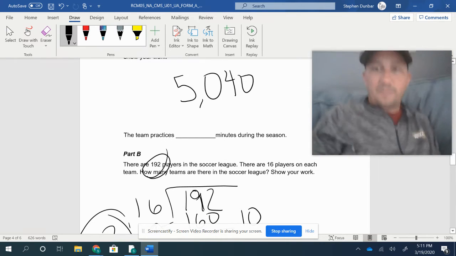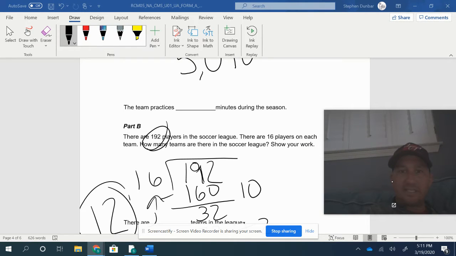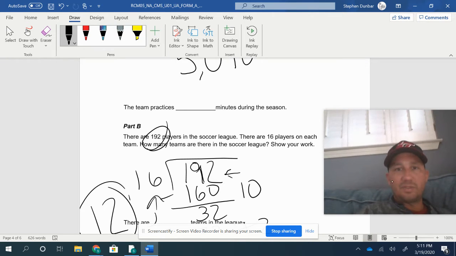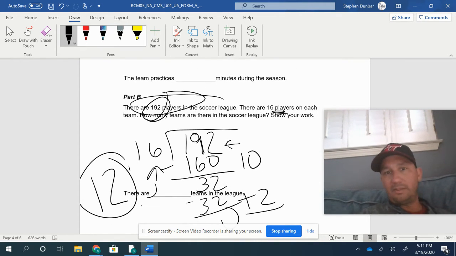Okay, on this problem here, there are 192 players in the league, and there are 16 players on each team. Since this was the total number, we need to split that 192 players into how many teams. So we're going to divide it by the 16 players that are on each one. And so that work is here.